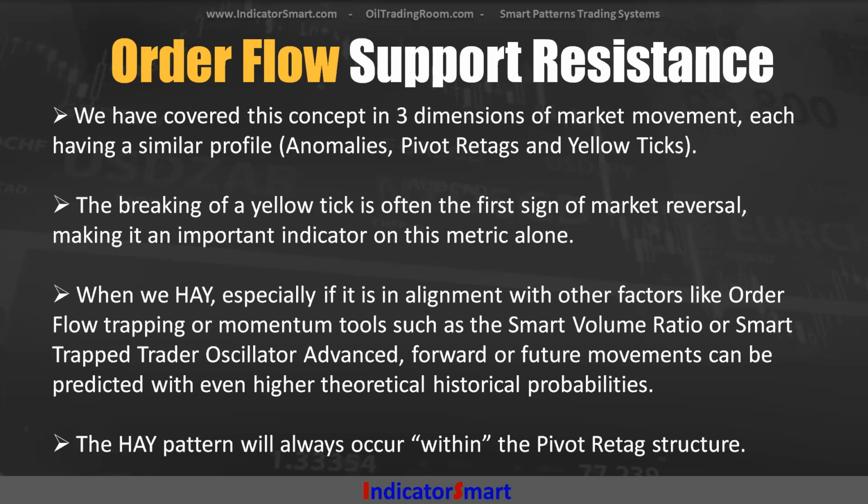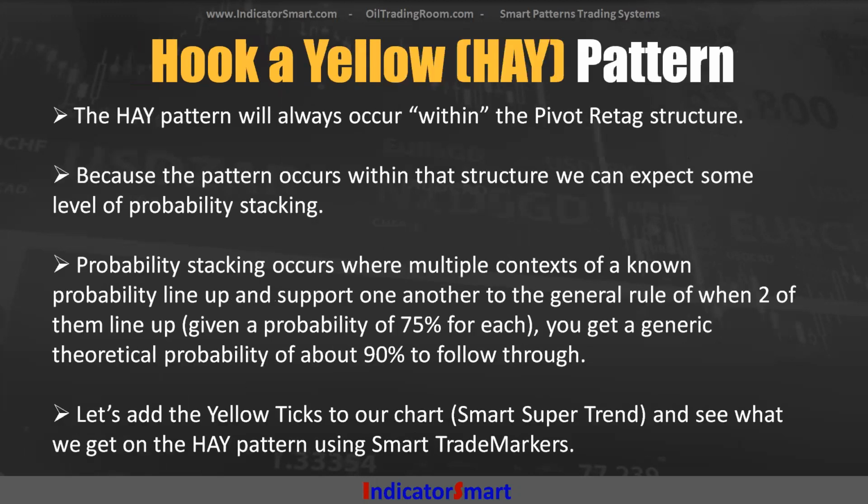The hook a yellow pattern will always occur within the pivot retag structure. So because the pattern occurs within that structure, we can expect some level of what we call probability stacking. I'm just going to cover this briefly, and then we're going to look at the chart. I know it's been a lot of slides here, but I'm just giving you information on how all this stuff comes together.